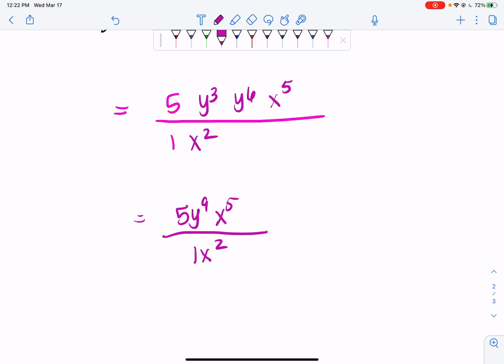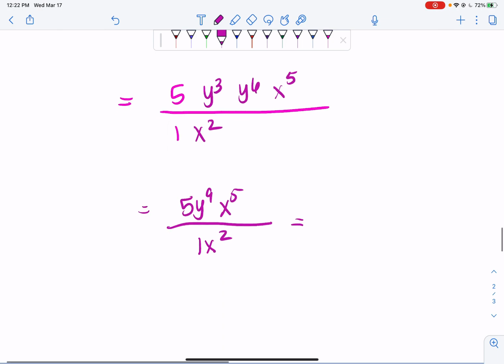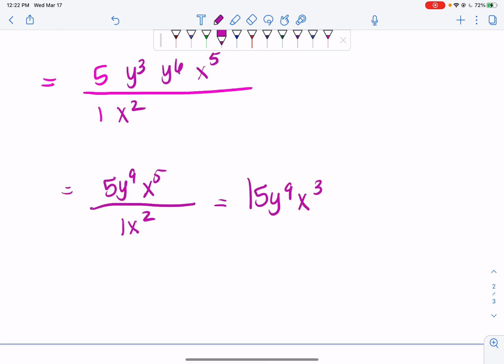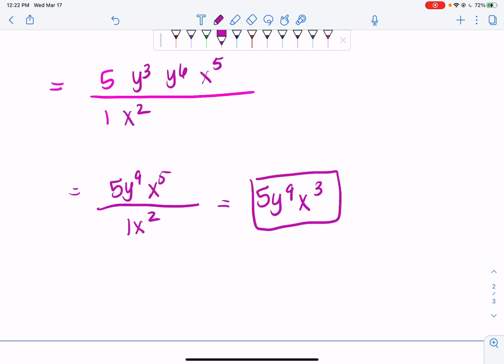If you look, I can actually simplify my x to the 5th and my x squared. X to the 5th over x squared. What's my highest exponent? My 5. 5 minus 2 is 3. So my final answer is going to be 5y to the 9th, x to the 3rd, all over 1. Or you can just leave it as 5y to the 9th, x to the 3rd as your final answer.